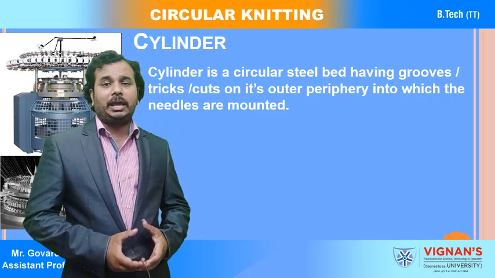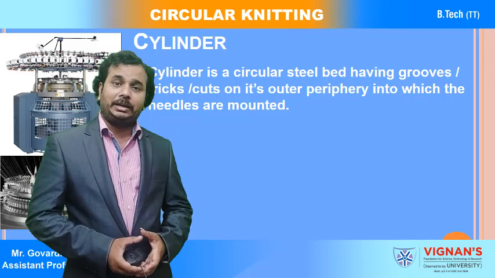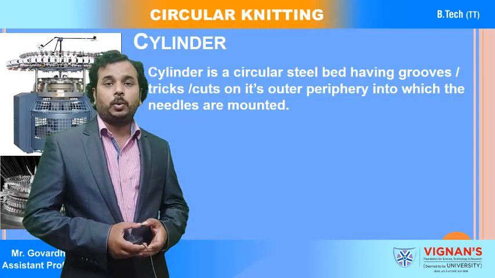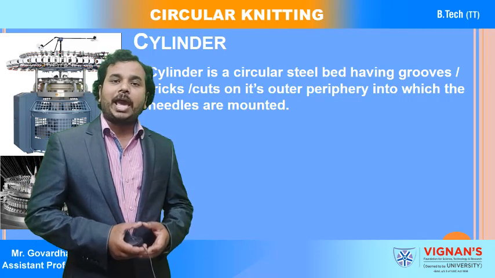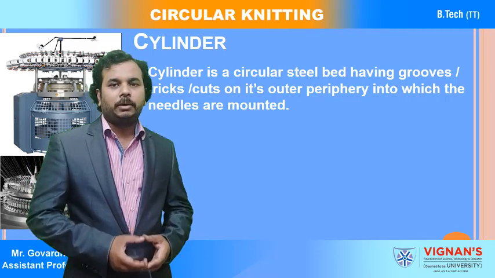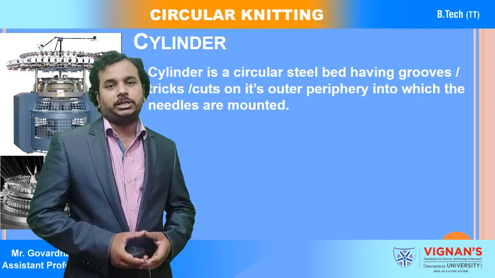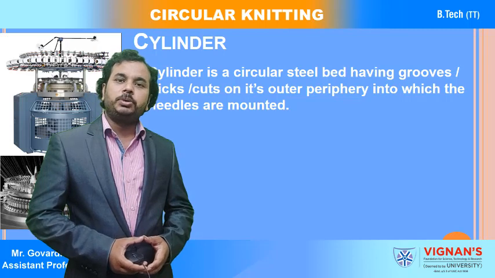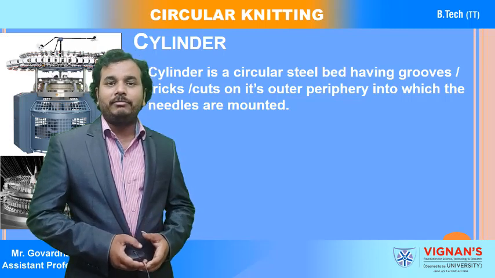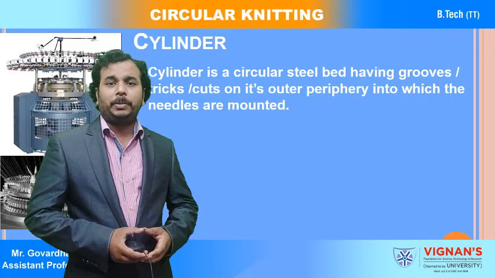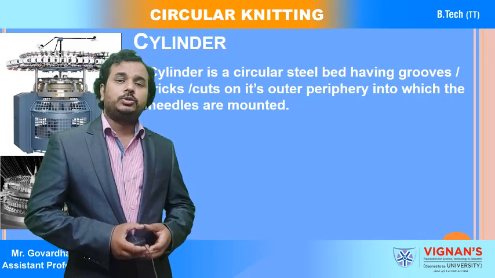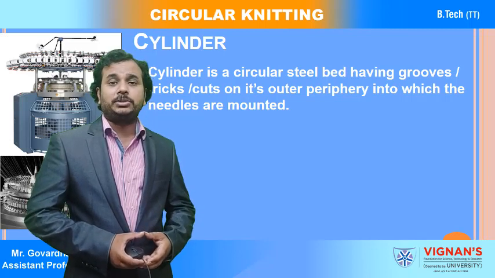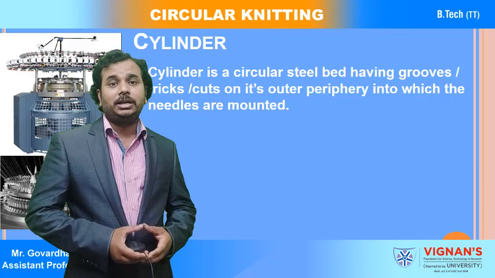Now in the cylinder and dial category, the cylinder bed and the dial bed are rotatable, and the cams present in the double bed weft knitting machines are stationary. So the cams are stationary, and the cylinder and dial are rotated or driven by a particular driving mechanism. The needle beds are rotated and the cams are stationary.